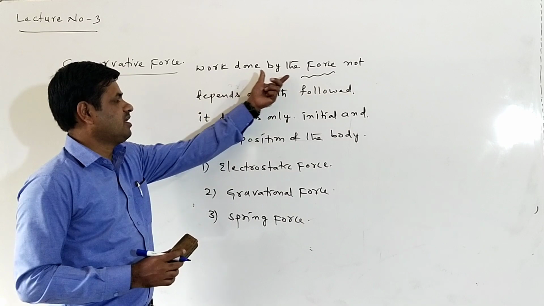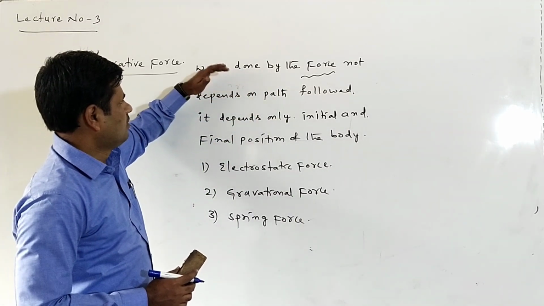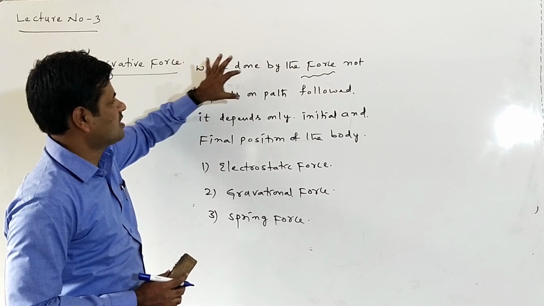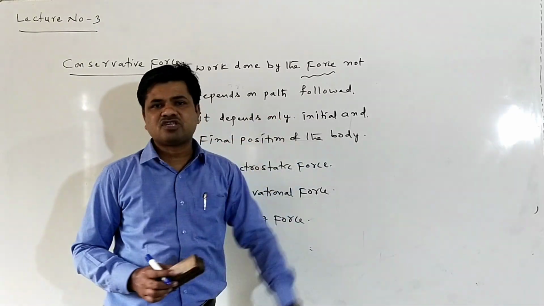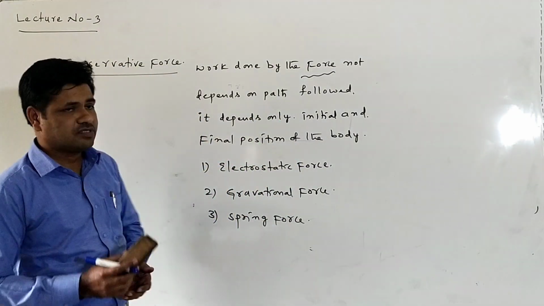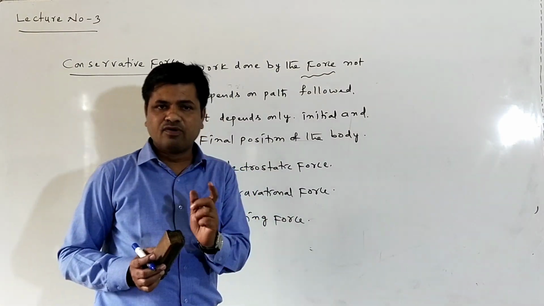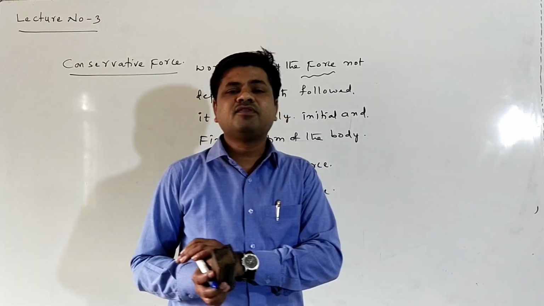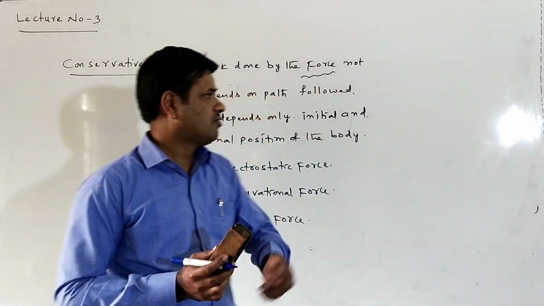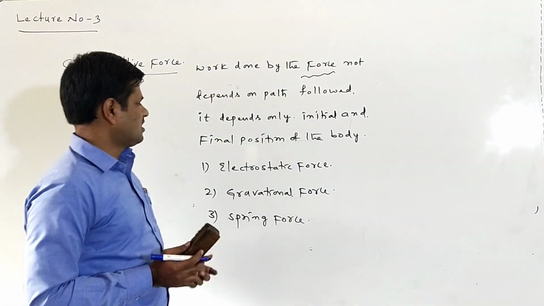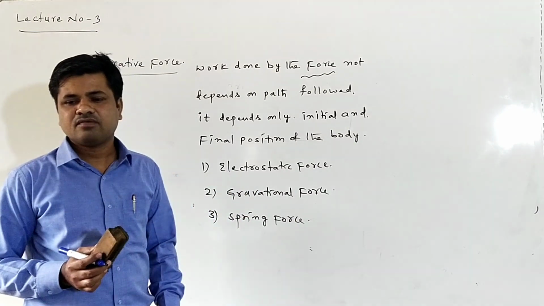In this case, the work done by the force depends only on the initial and final positions of the body. It does not depend on the path followed. Then that force is called a conservative force. Examples are electrostatic force, gravitational force and spring force.